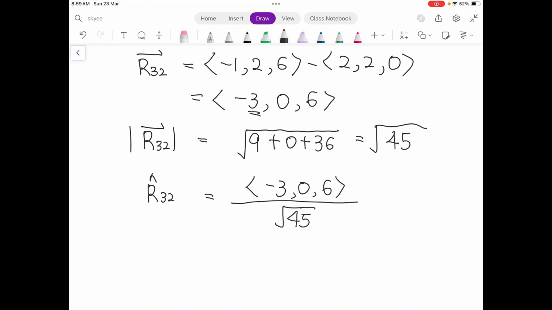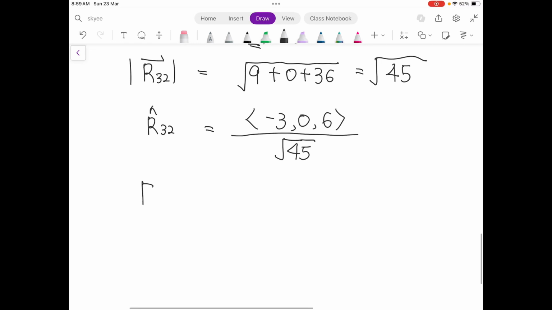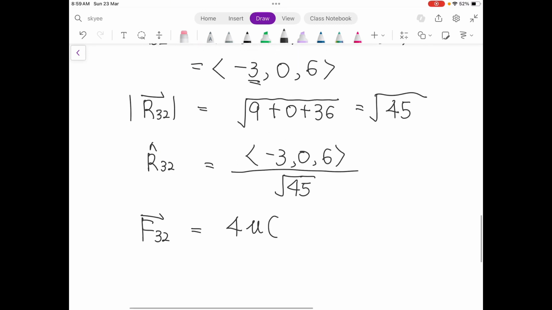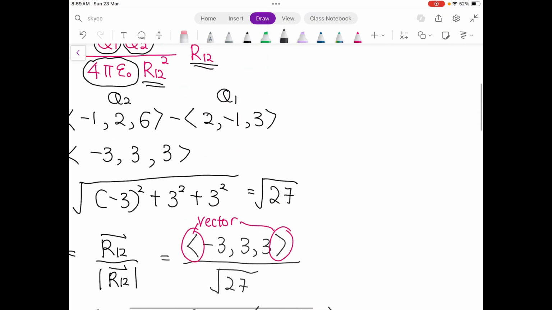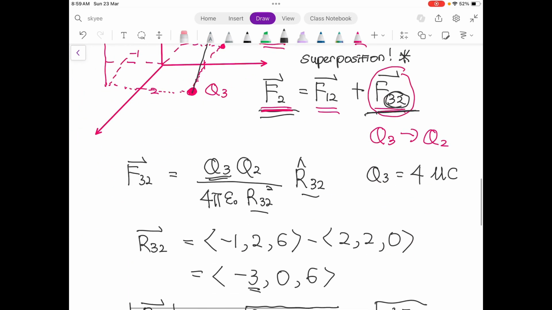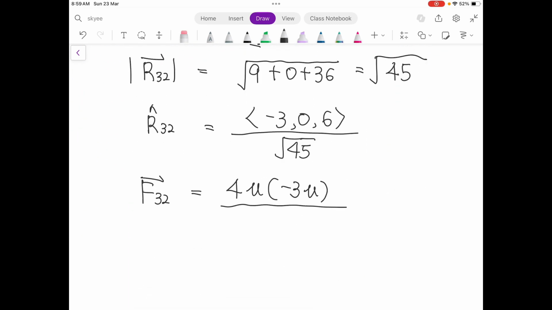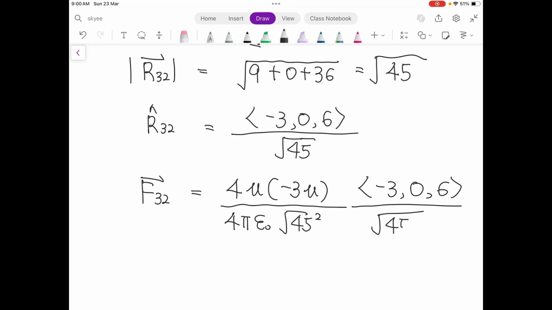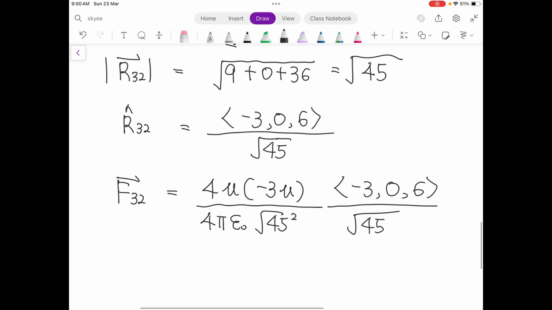Now we replace it into our formula F32. Just now I mentioned this is 4 micro, and for the Q2 is -3 micro, am I right? Yes, -3 micro, over 4 pi epsilon naught, and you have square root 45 squared, and then you have -3, 0, 6 over square root 45. Please calculate this.